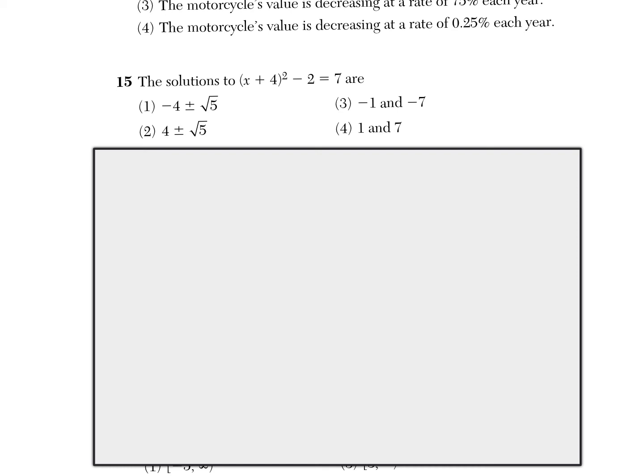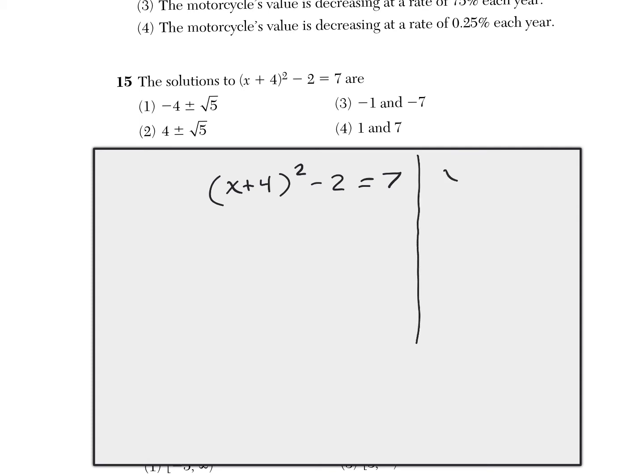Let's look at number 15. So here's another example where I would immediately ignore my choices. They're all very similar, and I would actually do the problem. So you have (x + 4)² − 2 = 7. You're going to think about this in terms of it being just like a two-step equation.